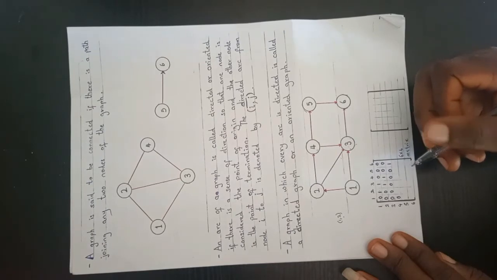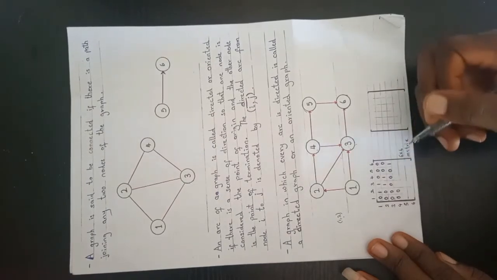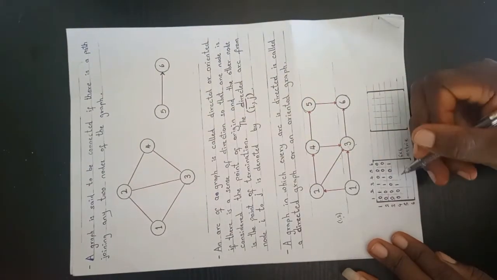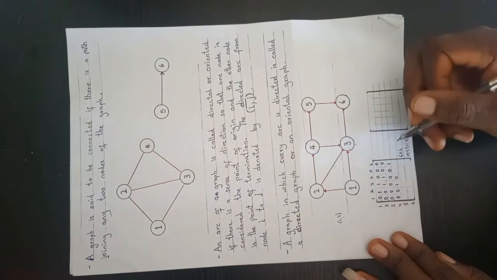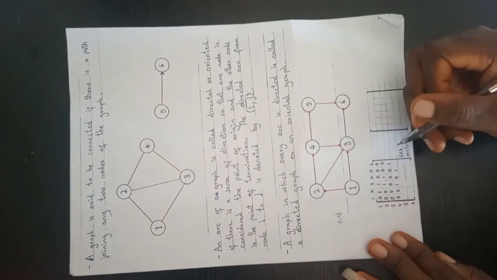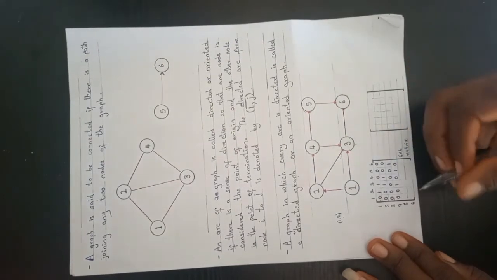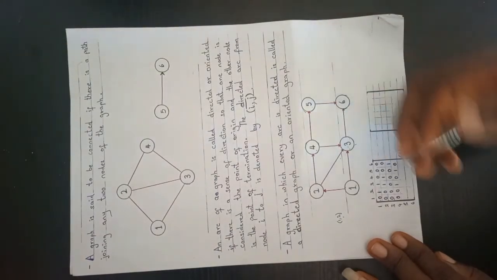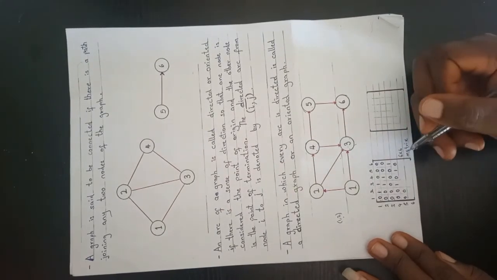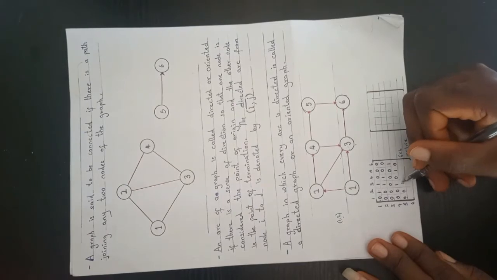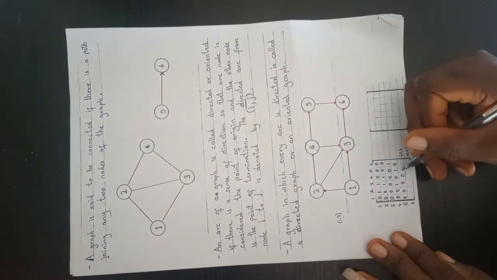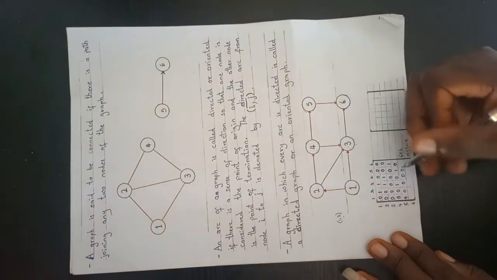Can we find 4, 2? No. So we have 0 here. 4, 3. Yes, this arc is 4, 3. And we'll have 1 here. Is there a loop? No. 4, 5. Yes, this arc is facing 5, and so we have 1 here. And then 4, 6, we have 0. 5, 1, there is no arc there. 5, 2, 0. And then 5, 3 is 0. And 5, 4 is 0. 5, 5 is 0. And 5, 6 is 1.